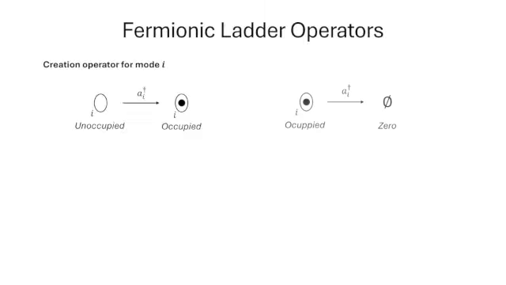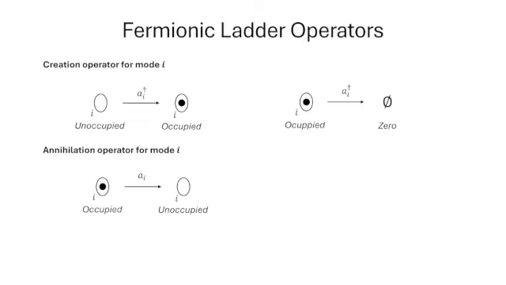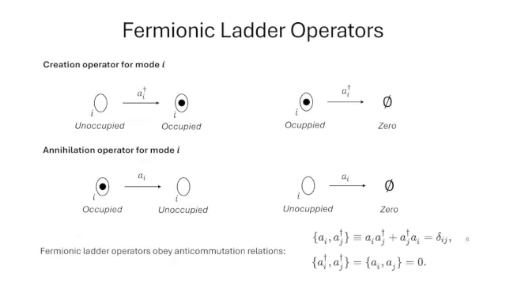What happens if the orbital is occupied? Well, it just quenches the state. This is just a reflection of the fact that it's impossible to add an electron to an orbital that already has an electron, due to the Pauli exclusion principle. And the annihilation operator does the opposite. So if we have an occupied orbital, we remove an electron. If we have an unoccupied orbital, it just destroys the state. We can't have a negative occupation number. And the fermionic ladder operators obey the anti-commutation relations on this slide, which result in very important properties for the fermionic wave function, such as anti-symmetry.